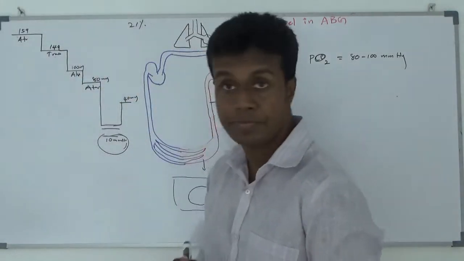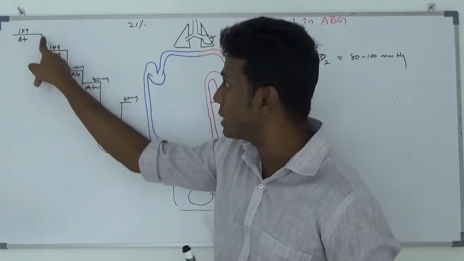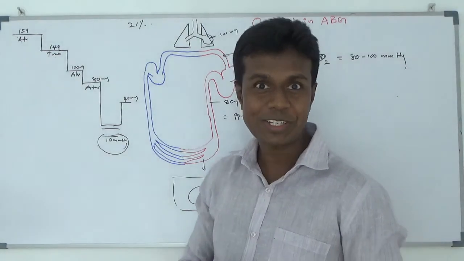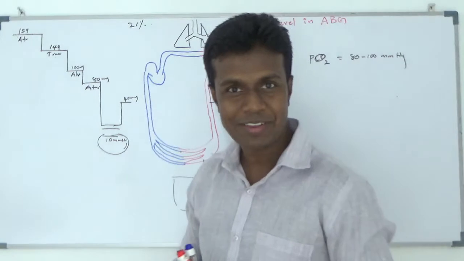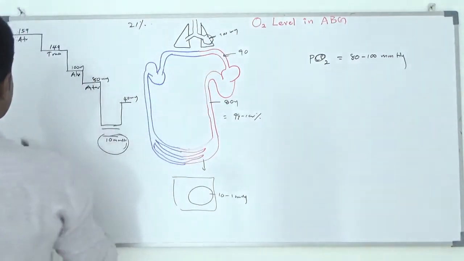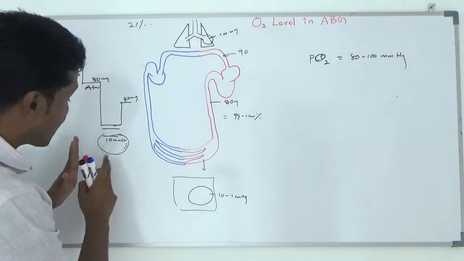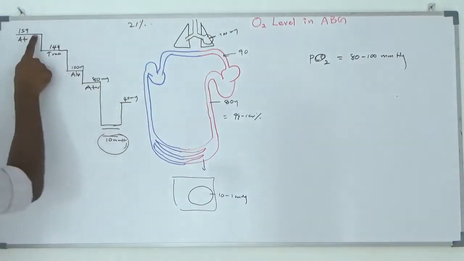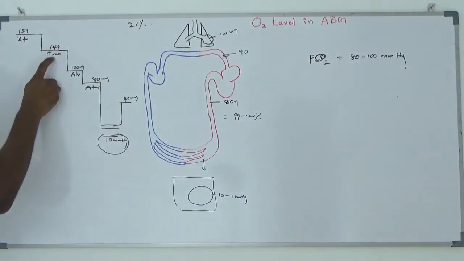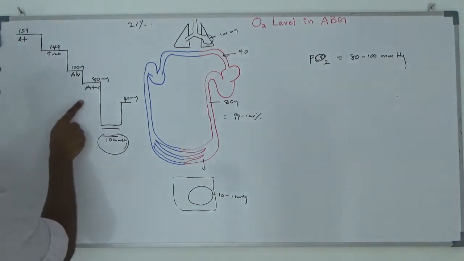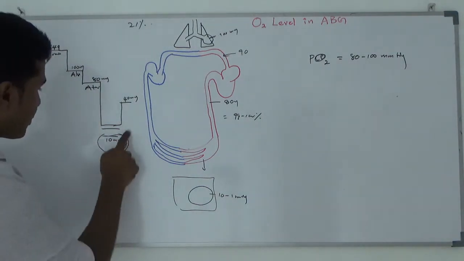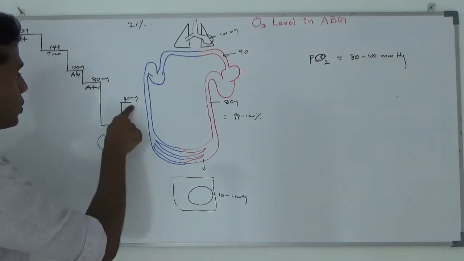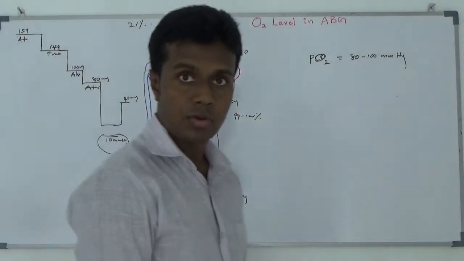This looks like a cascade. Because of that, we are going to call it the oxygen cascade. No, I didn't discover this one. This one we call the oxygen cascade. If someone asks you to draw an oxygen cascade, you can draw like this: 159 at atmosphere, 149 at tracheal level, 100 at alveoli level, arterial level 80 to 100. This is the mitochondrial level. This is your venous level of partial pressure of oxygen.